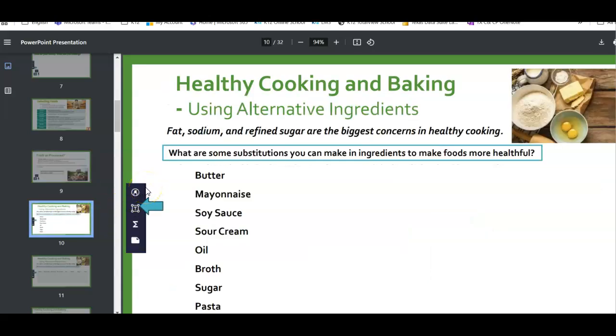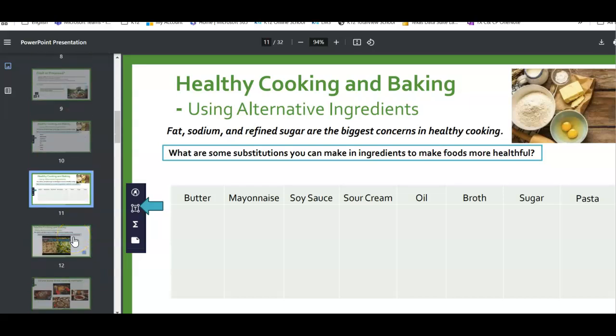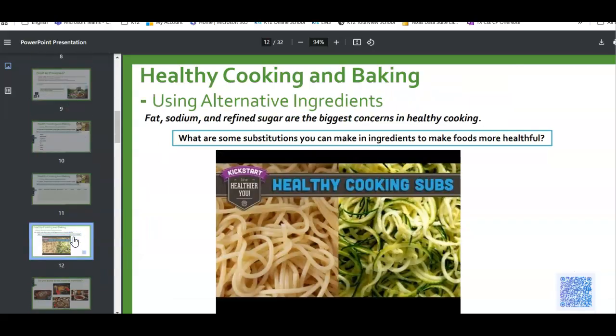So healthy cooking and baking, you want to use alternative ingredients. Fat, sodium, and refined sugar are the biggest concerns in healthy cooking. We have our substitutions that can make it healthier. Here are just some ingredients, and you can look up substitutions for those on your own. This is where you can play around with it. You could write it on a sheet of paper at home.